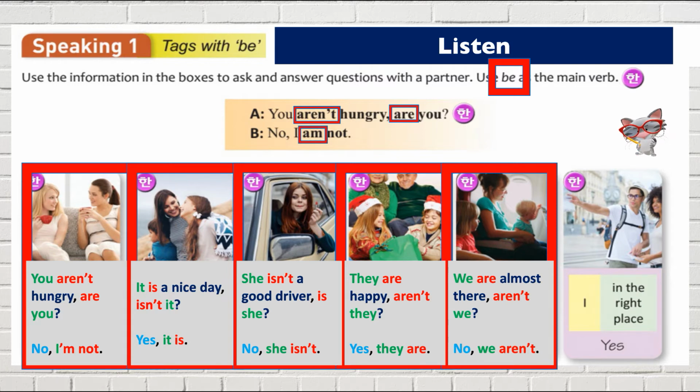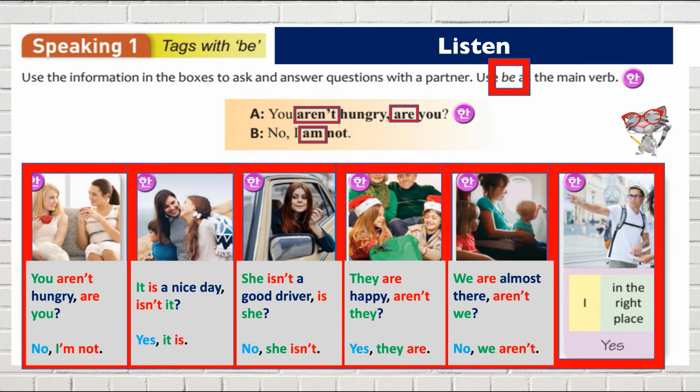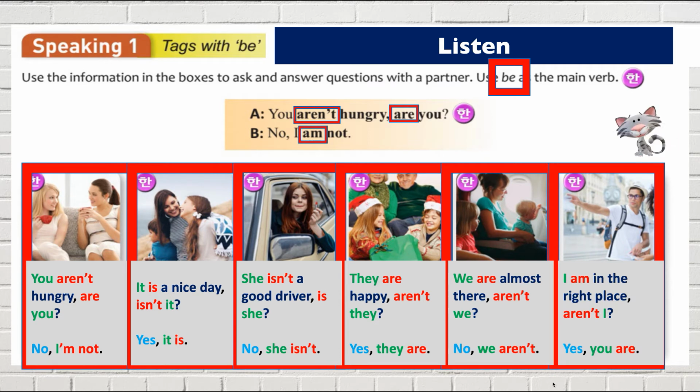I am in the right place. Am I? Oh, good. Yes. Yes, I am. Oh. Yes, you are. Aren't I? Right. Alright, it should come in. Yes, I am in the right place, aren't I? Yes, you are. It's very, very difficult. It's not easy. It takes practice. So that is part 1.